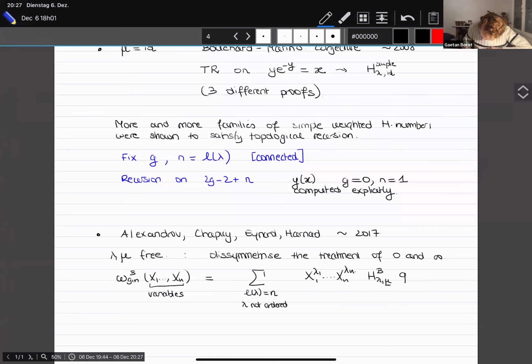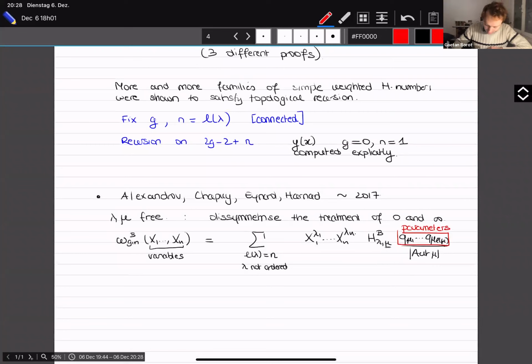So it's Q_{mu_1} ... Q_{mu_L} over the automorphisms of mu. And this one you treat as parameters, not as variables. And you probably want to do something like this. Okay.